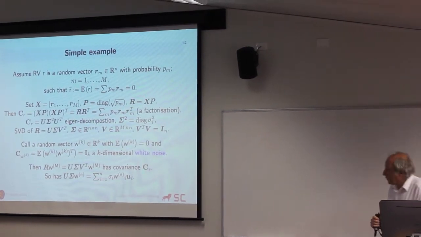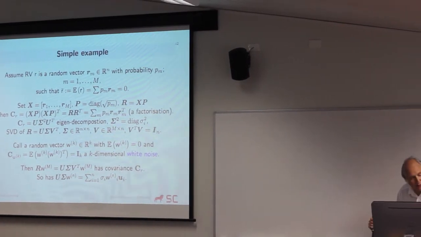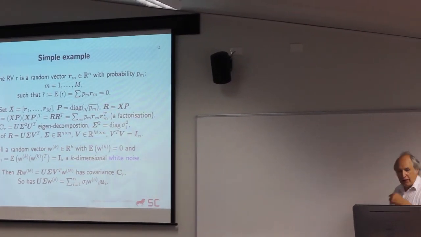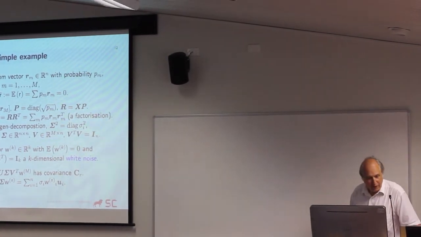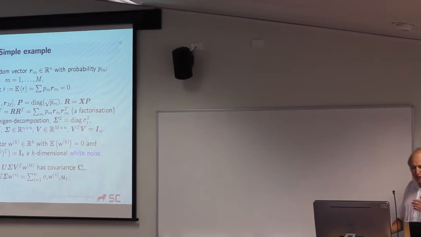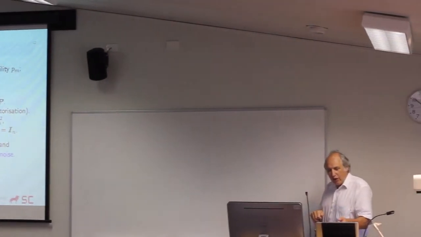I take a very simple example here. Let's say we have a random variable which can be m different vectors with m different probabilities. Something very, very simple. And we make it so that the mean is 0. Now let's put them all in a matrix, column-wise. This is the matrix X. Then we take a diagonal matrix, which is the square root of the probabilities, which are all positive, so I can take the square root. And then I form this matrix capital R. Then the covariance is just R times R transpose.